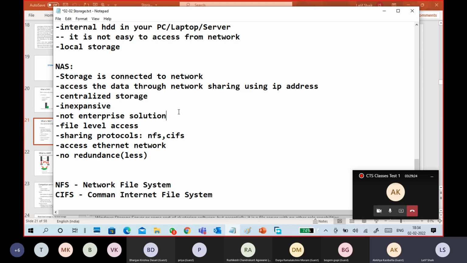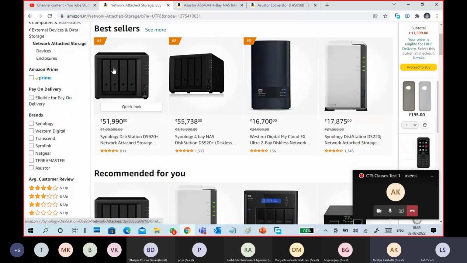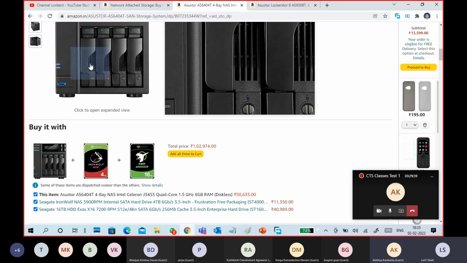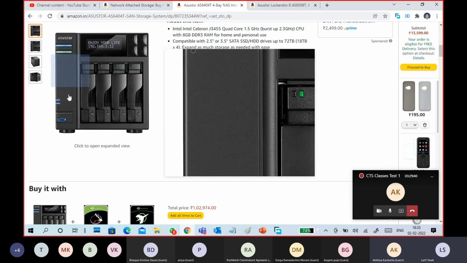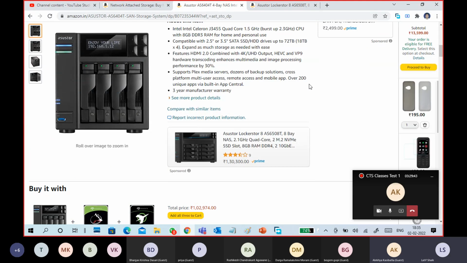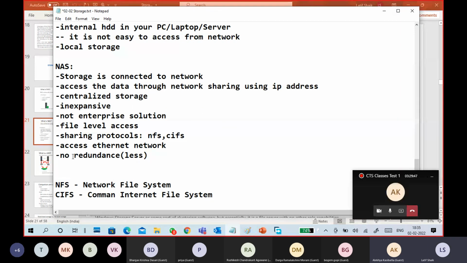SAN is an enterprise solution. NAS has not much redundancy. Redundancy, very simply: I put one NAS device, and if something happens to this hardware, you cannot access the data. So that is no redundancy.